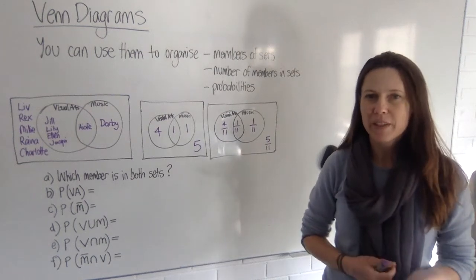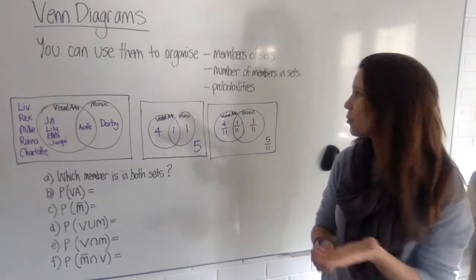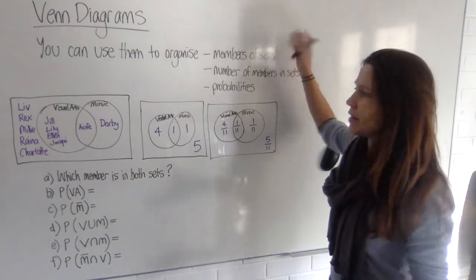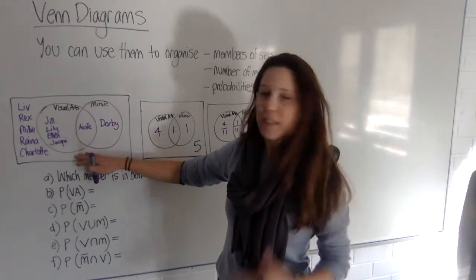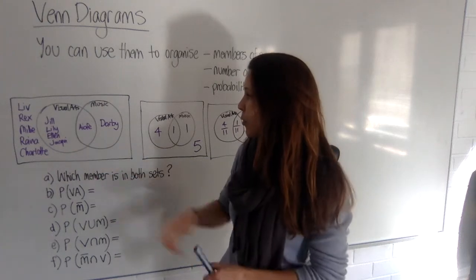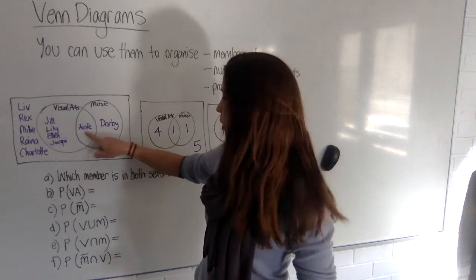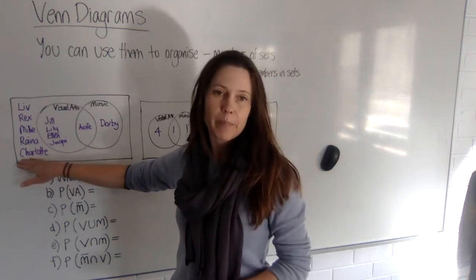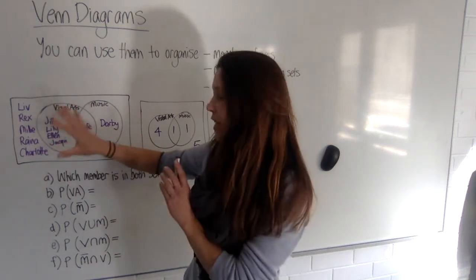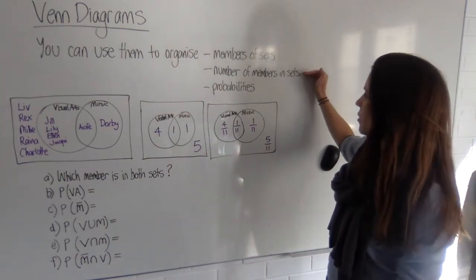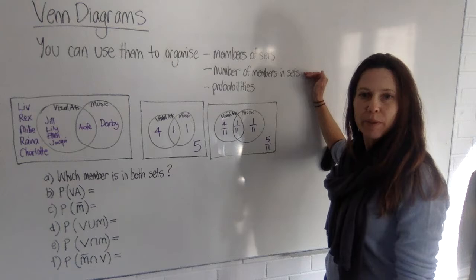Let's do some more work with Venn diagrams. So far, we've only used them to list members of sets, and they're really handy for that. So you can see an example here. I've listed everybody in our class based on whether they do visual arts, or perhaps they do music, or both, or neither. So it's a useful way of listing the actual members of a set, and sometimes you want that detail. Other times you just want to know the number of members that are in each set.